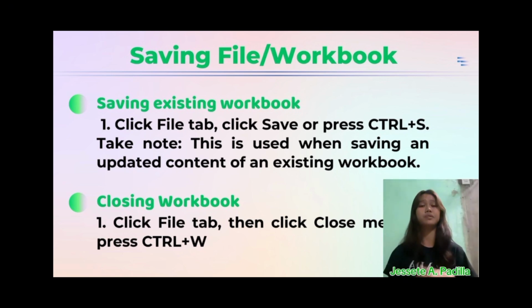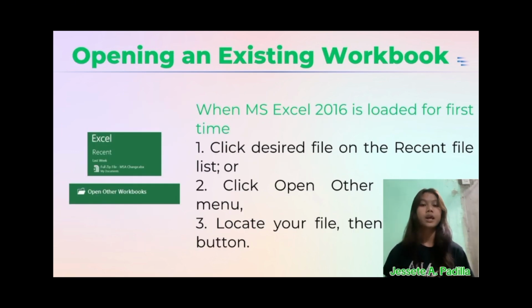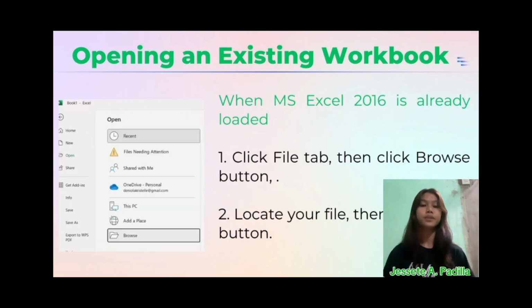So now let us move on to closing a workbook. First step is click the File tab, then click Close, or press Ctrl+F4 or Ctrl+W. Opening an existing workbook: when MS Excel is loaded for the first time, first click the desired file on the recent file list or click the Open Other Workbooks menu. Locate your file, then click the Open button.